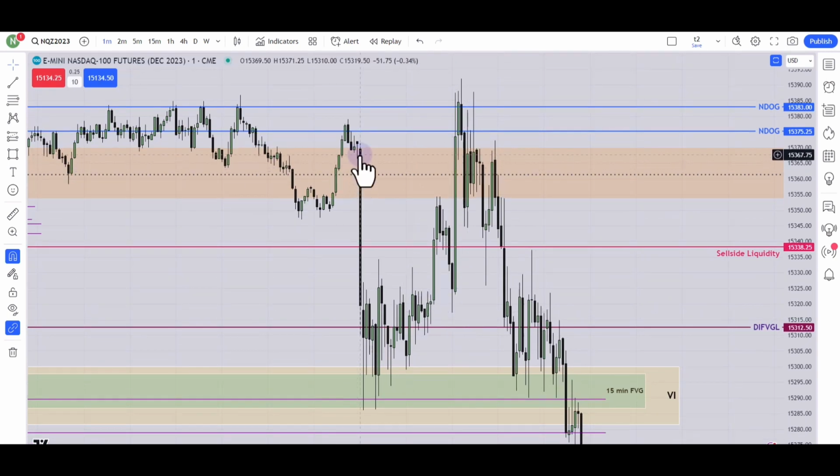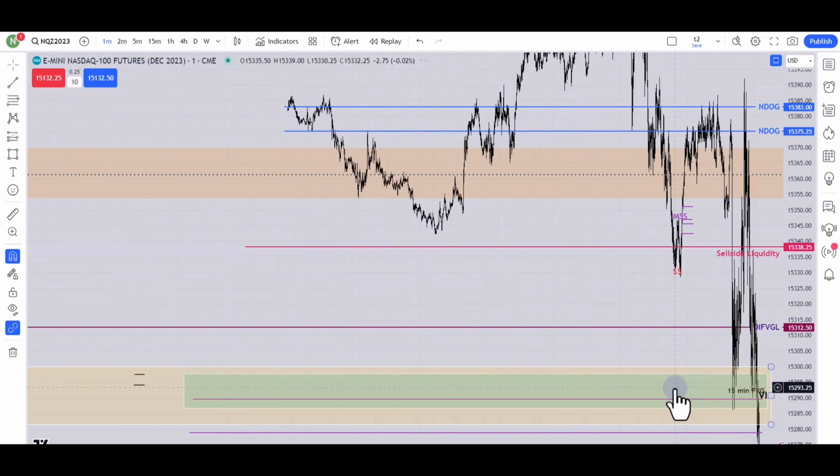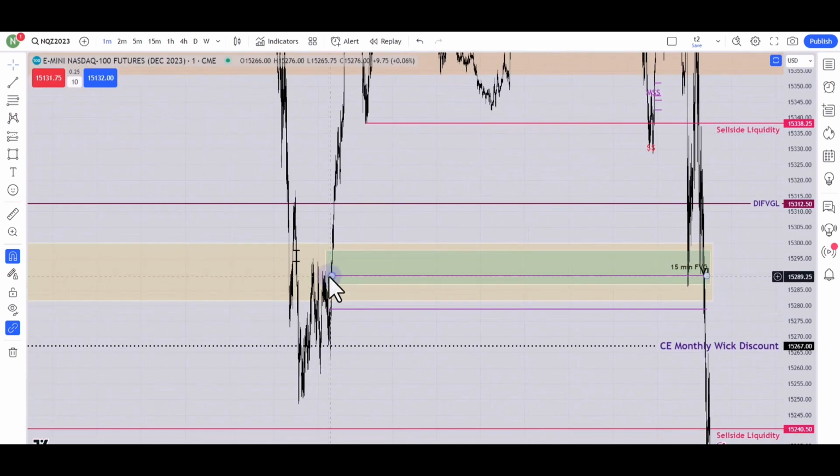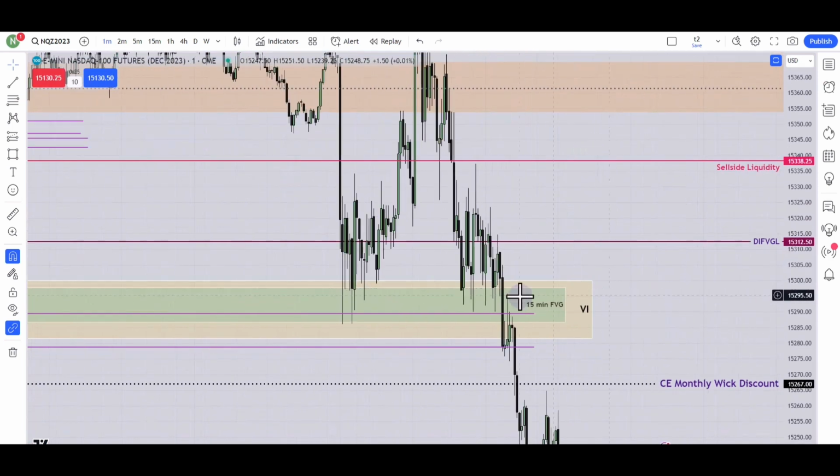As you see, at 2 p.m., FOMC news sent the price lower. Where did it send it? This is the 15-minute fair value gap. If you go to the 15-minute chart, you will see this is the 15-minute fair value gap. This is the 5-minute fair value gap, and this is the volume imbalance. So all of these are over here. So where did price come? It came to the 15-minute lower part, also the 5-minute fair value gap and volume imbalance.